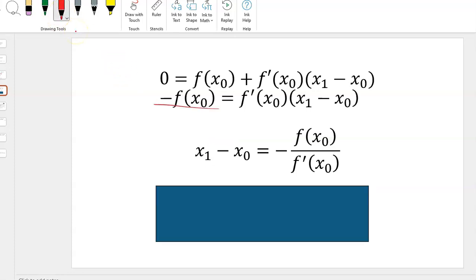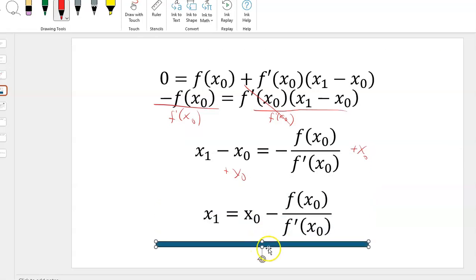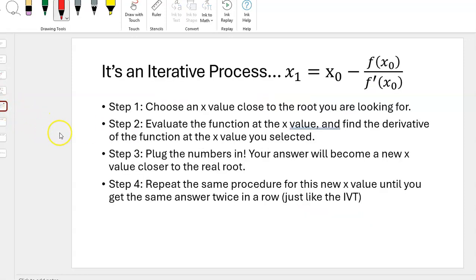If I divide both sides by f prime of x sub 0, you cancel it out. And the last bit of canceling I can do is add that x sub 0 back. And when you do that, you get this formula. Now, what does this formula allow you to do? You might be wondering. Well, that's where this Newton's method comes into play. Named after, of course, Isaac Newton. It's really an iterative process.